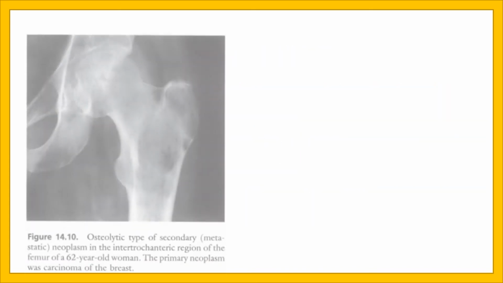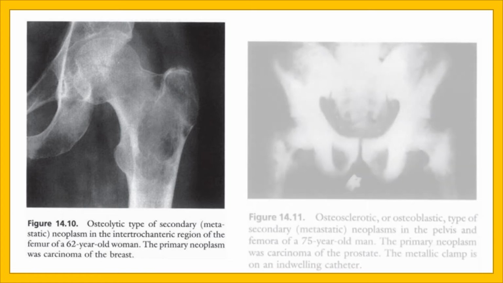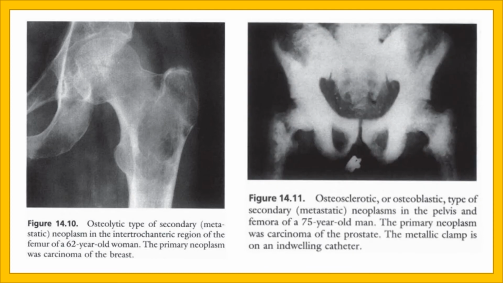From the topic we've discussed before, the first picture is an osteolytic type of secondary or metastatic neoplasm in the intertrochanteric region of the femur of a 62-year-old woman. The primary neoplasm was carcinoma of the breast. Picture 2 is an osteosclerotic or osteoblastic type of secondary or metastatic neoplasm in the pelvis and femora of a 75-year-old man. The primary neoplasm was carcinoma of the prostate. The metallic clamp is on an indwelling catheter.